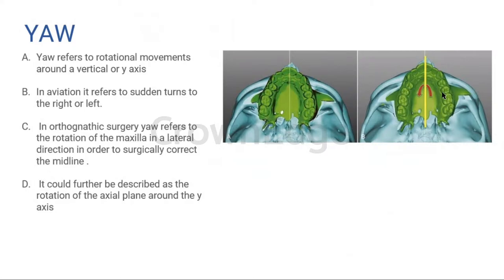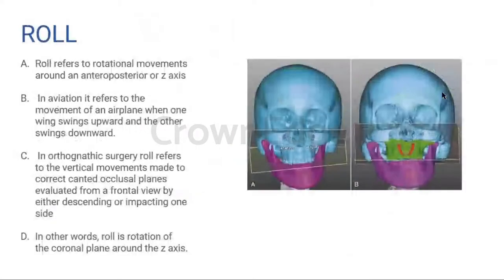Then the next one is roll. Roll is rotational movement around an anteroposterior or z axis. It is the movement of an aeroplane when one wing swings upward and the other swings downward. Imagine a flight where one wing is up and one wing is down. That is what we call roll. In orthognathic surgery, roll refers to vertical movements made to correct canted occlusal planes. What is a cant? Cant means the occlusal plane is slightly tilted to one side.